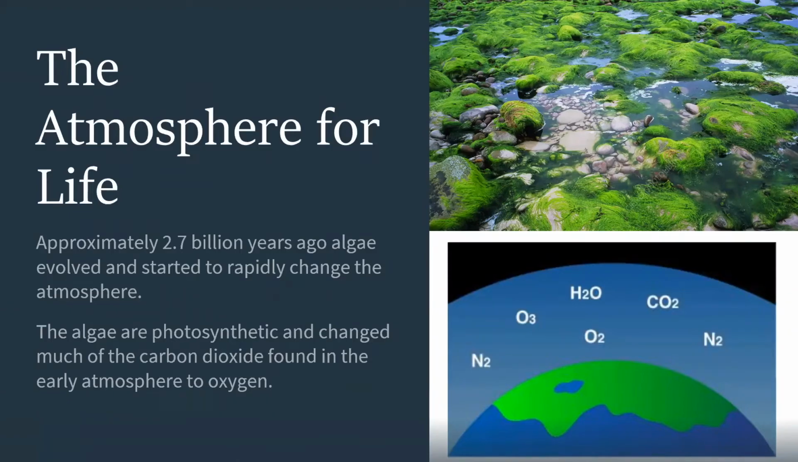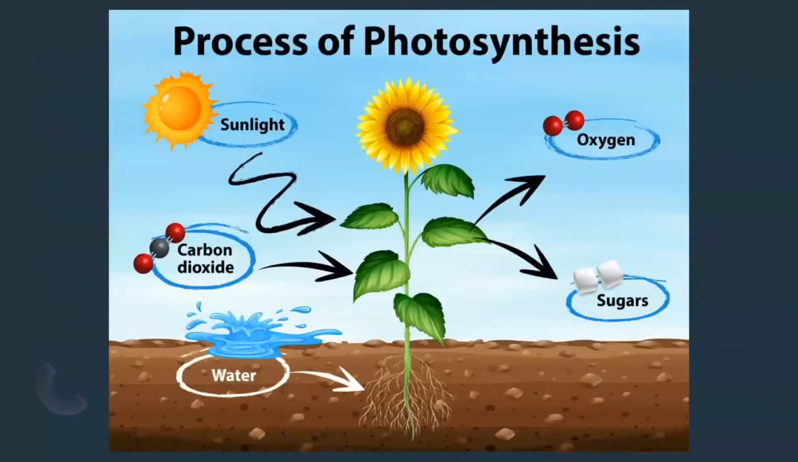2.7 billion years ago, algae evolved. So what you might find in the pond. Okay, so they're still around today and in the sea. They are photosynthetic and change much of the carbon dioxide found in the early atmosphere to oxygen. So carbon dioxide was around, and it was the plants. So algae are a type of very simple plant. They changed it. So let's look at the process of photosynthesis.